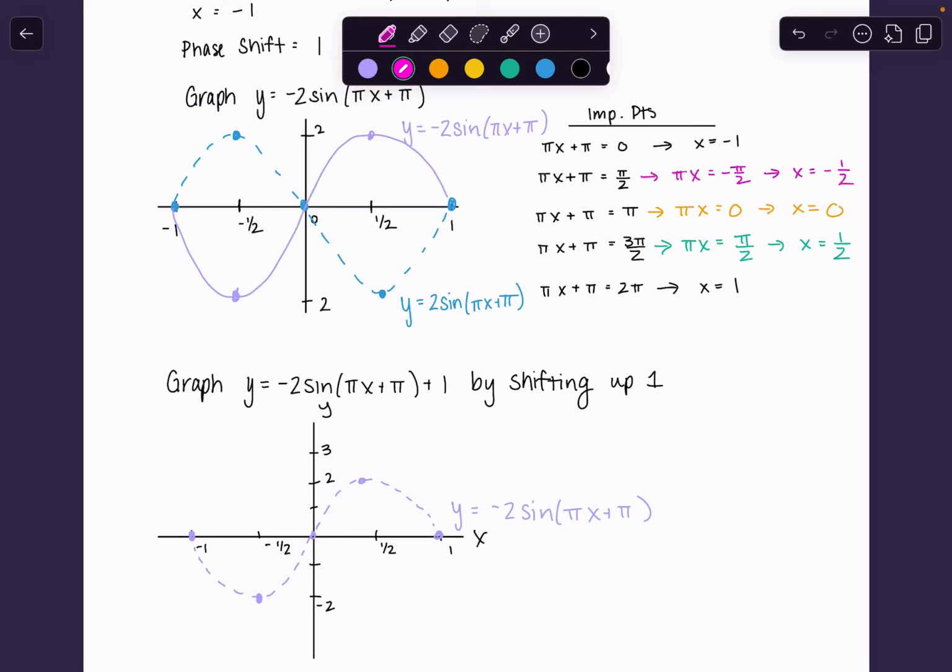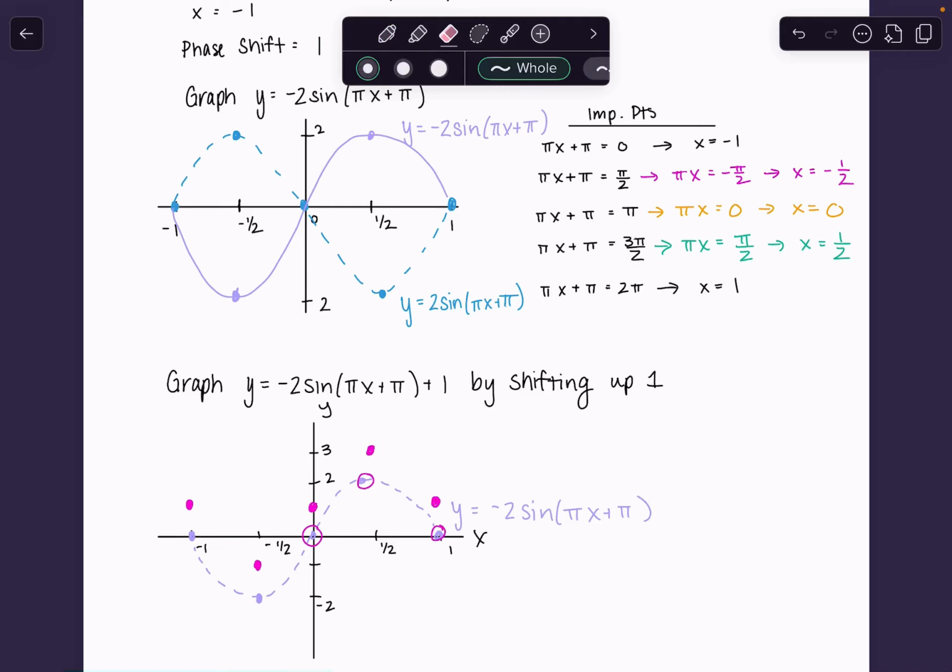Now I get my full graph by shifting every point up 1. So this was at 0. It now goes up to 1. This was at -2. It goes up to -1. Was at 0, goes up to 1. Was at 2, goes up to 3. And then was at 0, goes up to 1.